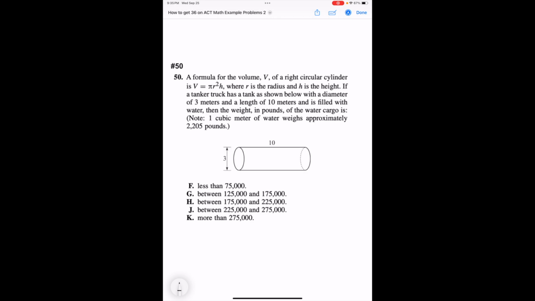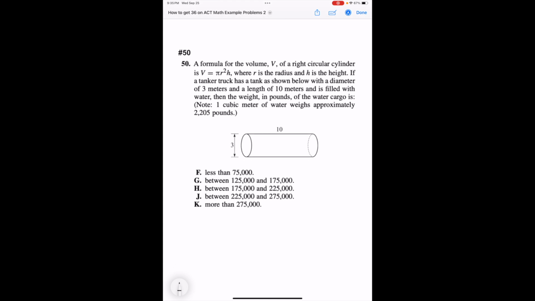Okay, let's look at our last problem. So it says a formula for the volume V of a right circular cylinder is V equals pi r squared h, where r is the radius and h is the height. If a tanker truck has a tank as shown below with a diameter of 3 meters and a length of 10 meters and is filled with water, then the weight in pounds of the water cargo is, and it is asking you what the weight is. And it gives you a little note that says 1 cubic meter of water weighs approximately 2,205 pounds.